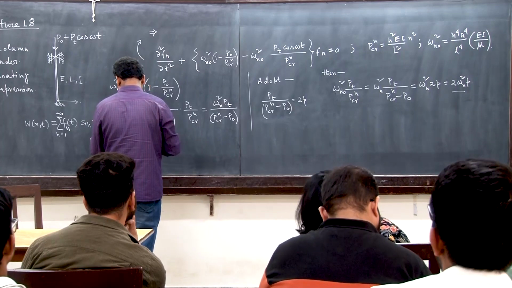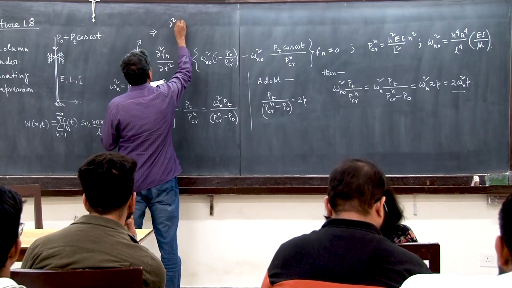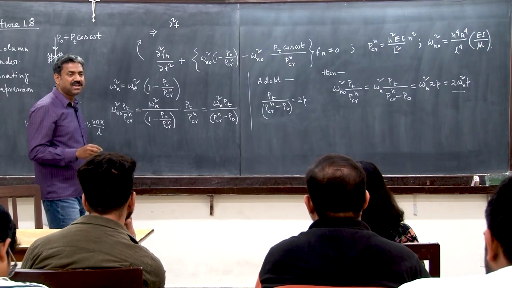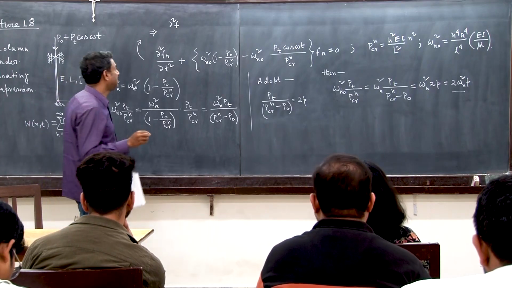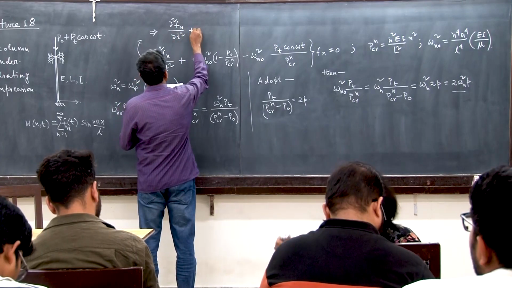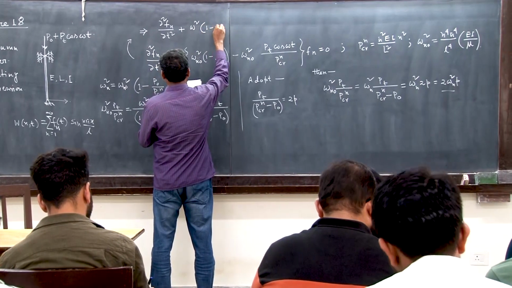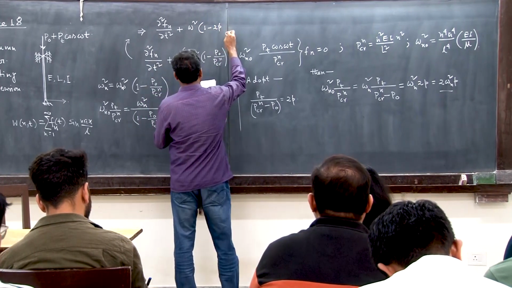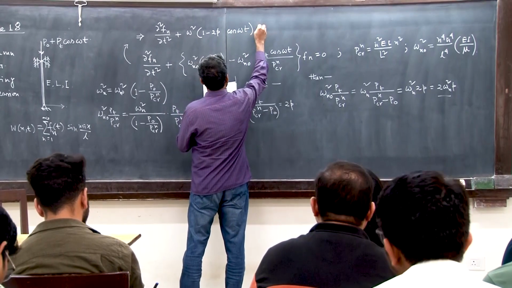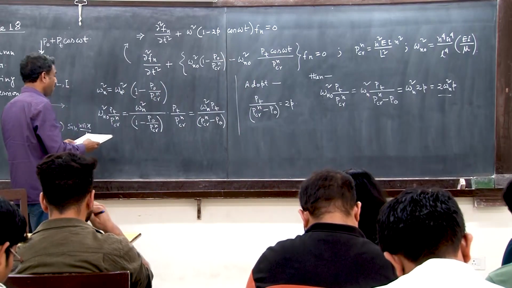I am writing that this equation will be simplified as d2 f_n by dt2. Please note that I can replace this del with the capital D because it is only a function of time, a single variable. So d2 f_n by dt2 plus omega n square times (1 minus 2 p cos omega t) f_n equal to 0. That is the governing equation we have ultimately obtained.